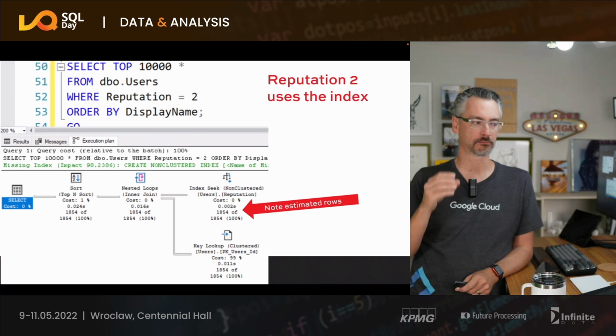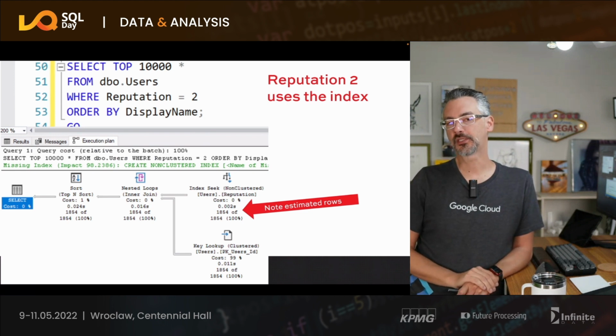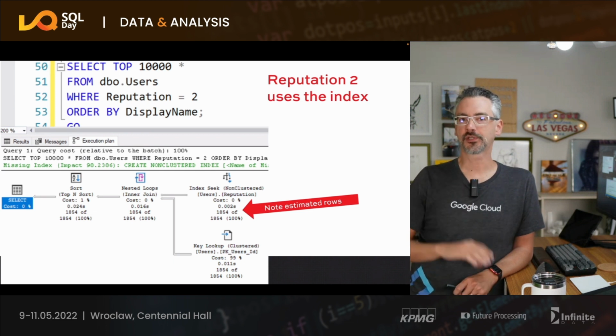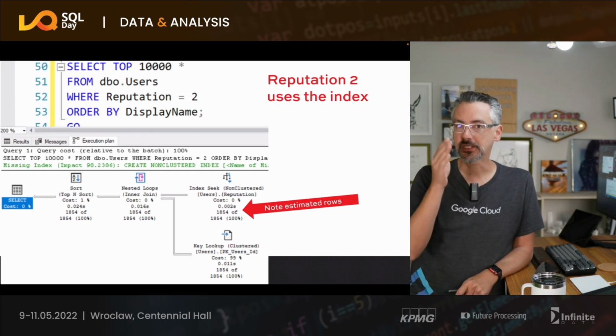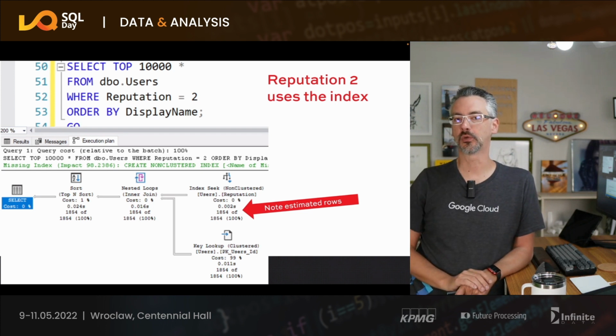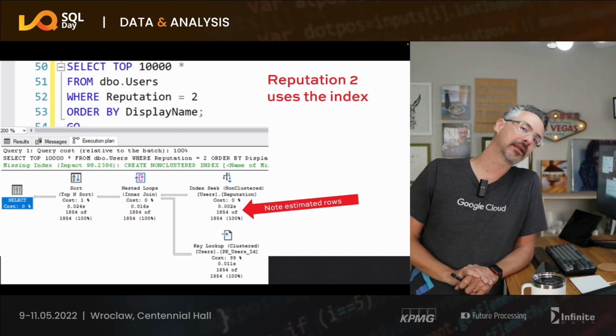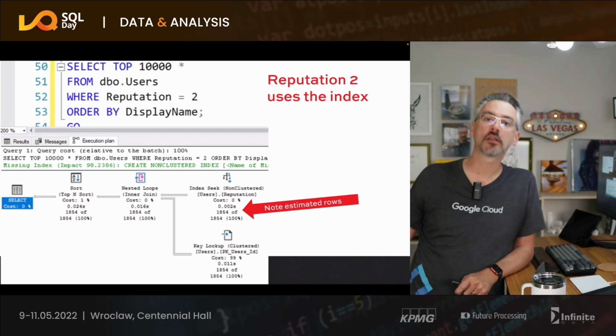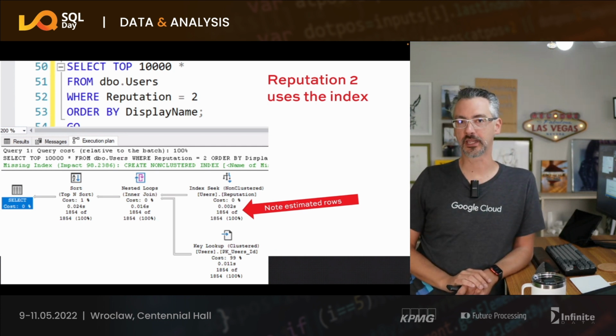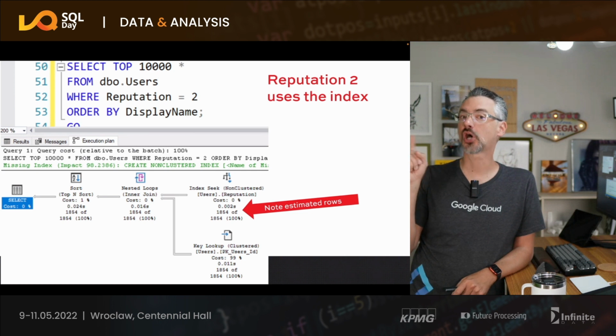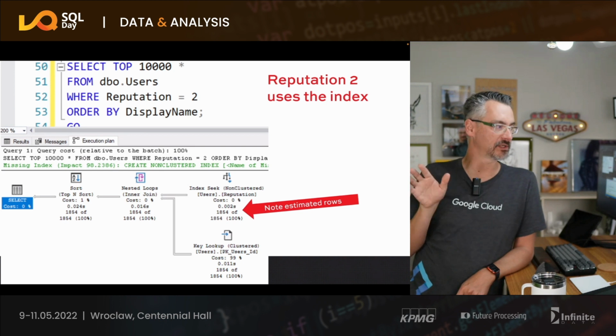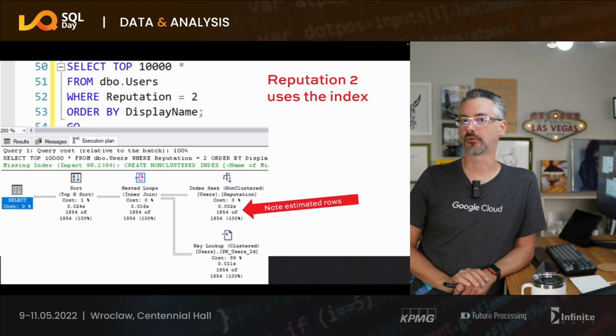SQL Server uses this histogram data to figure out how it's going to build the shape of an execution plan. So when SQL Server sees this query asking for the people with reputation equals 2, it decides to use the index. It seeks into reputation equals 2. But because my index doesn't have all the columns that people want for this query, and the query has select star in it, which is a whole separate discussion, we need more columns than are on the index. So SQL Server does a key lookup for every single row that matches.